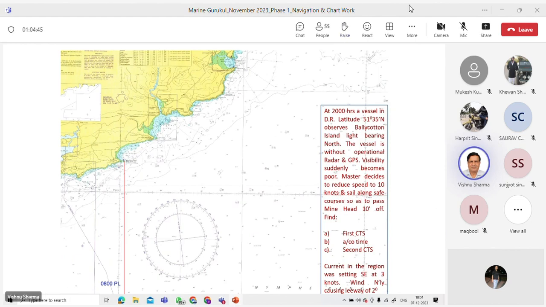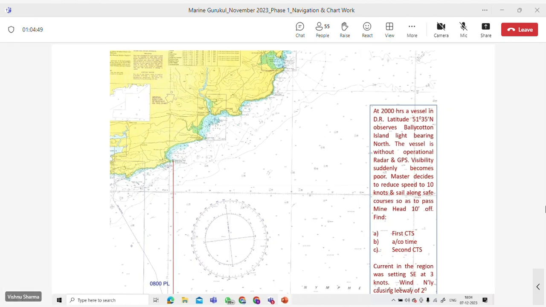First thing we'll do is draw the PL which we have. In this case, we have 2000 RPL. Okay, we'll draw the 2000 RPL.